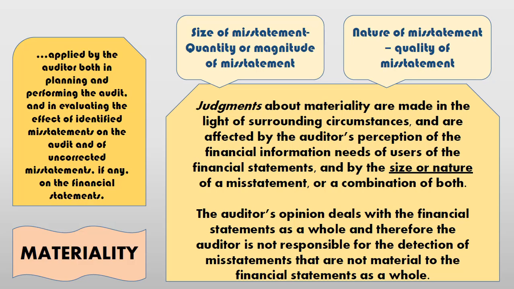The auditor's opinion deals with financial statements as a whole, and therefore the auditor is not responsible for the detection of misstatements that are not material to the financial statements as a whole. So when we deal with misstatements, we will use materiality to check whether they will affect the financial statements as a whole. When we talk about size of misstatements, we are looking into the quantity or magnitude of misstatements, while when we are looking into the nature of misstatements, we are looking into the quality of the misstatements.